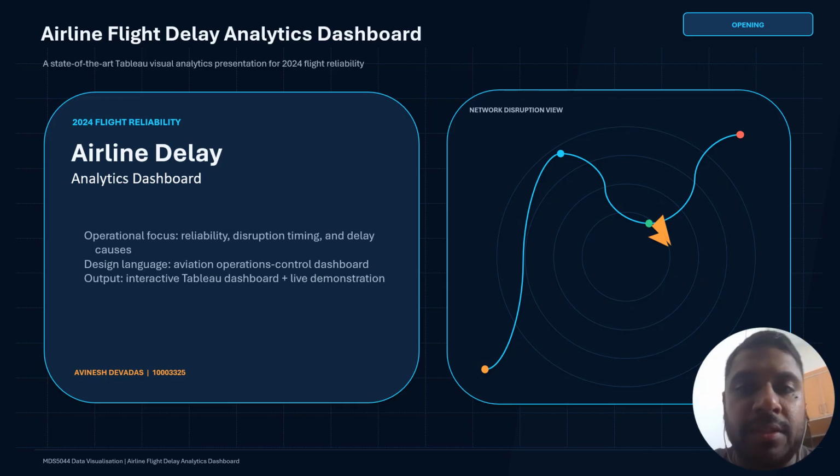The deck has been redesigned with an aviation operations style so that it feels relevant to airline operations and dashboard analytics. The project uses the 2024 delay data set selected from Assessment 1 and focuses on three practical questions: where delays occur, when disruptions become more serious, and why they happen. I will explain the project objectives, dashboard design process, challenges, solutions, a demonstration flow, and a final learning outcome.